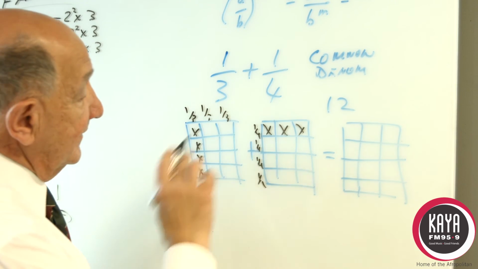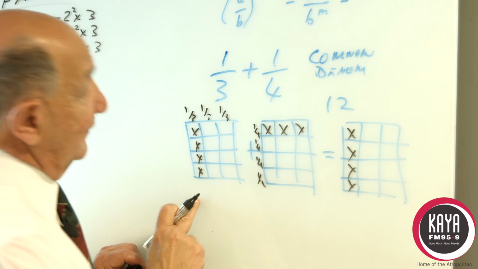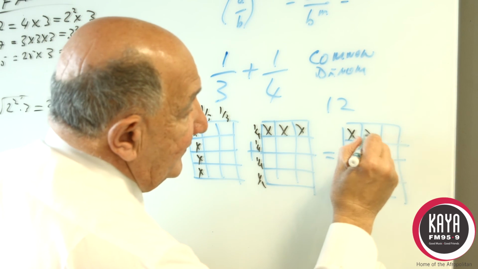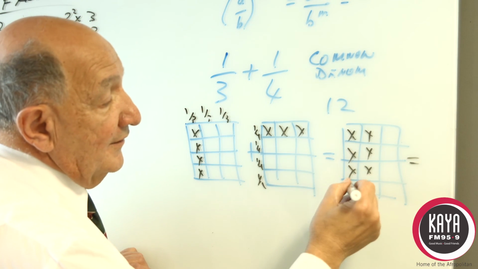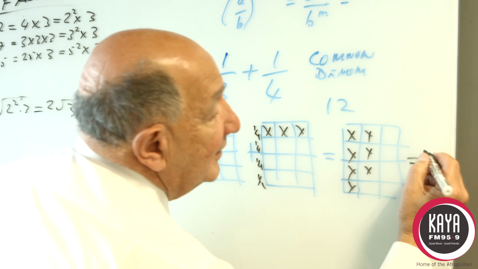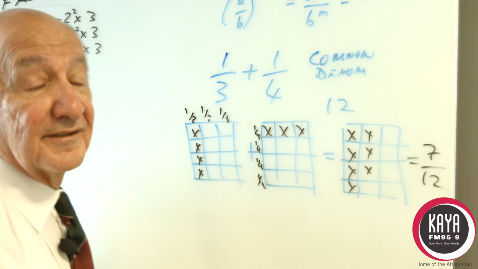So if we add these, if we transfer these blocks, you have 4 from the third and 3 from the quarter. And here's your answer. You add all the blocks that have been marked out, which is 7 over 12. And that is the correct answer.